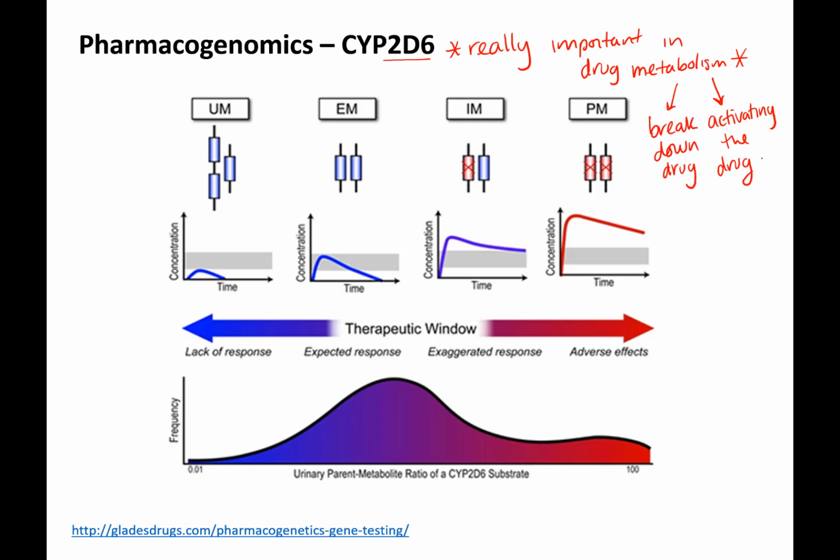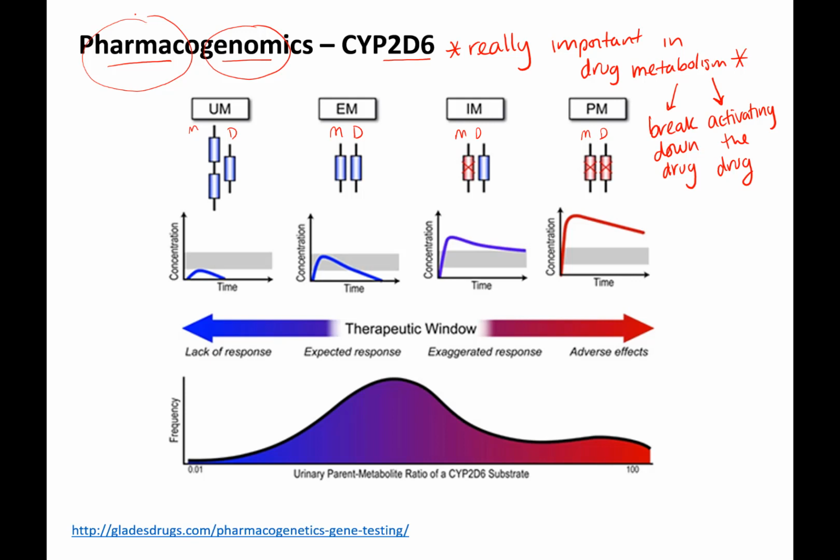So what we have here is representing your 2 chromosomes. So remember, you get 1 chromosome from mom and 1 chromosome from dad. And depending on the alleles, which version of that gene you got from mom and which version you got from dad, different people fall into different categories. So pharmacogenomics is using your genetic information to study how drugs will work in your body.